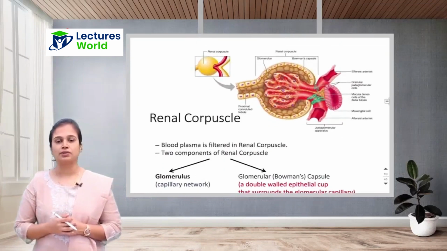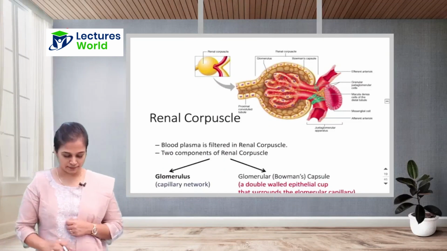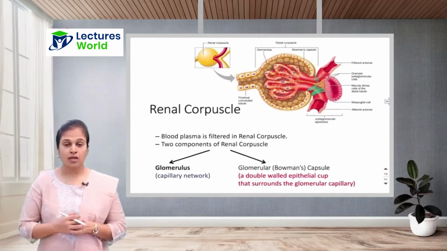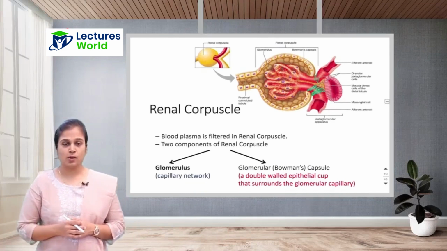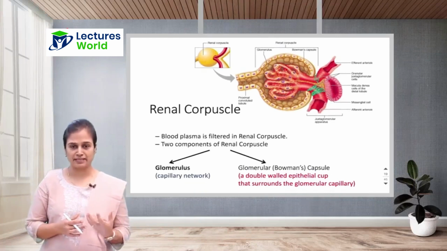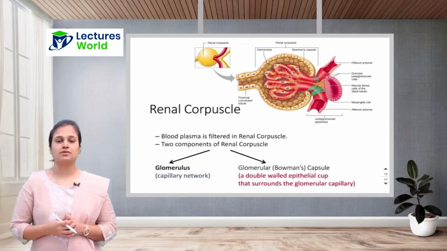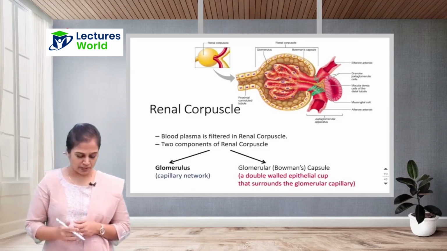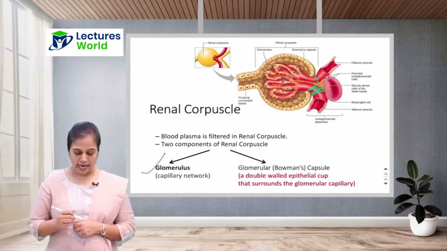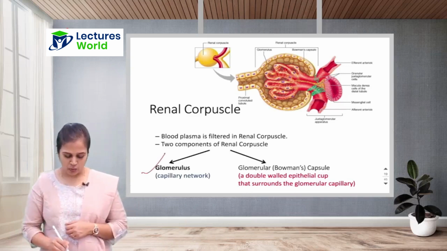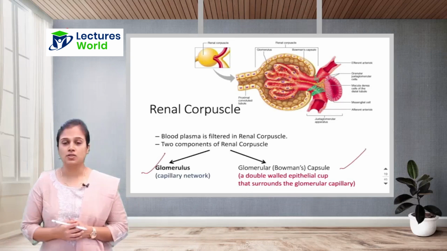First, we will talk about the renal corpuscle. The renal corpuscle filters the blood plasma, and there are two components of the renal corpuscle. First is the glomerulus, and second is the glomerular capsule. It is also called Bowman's capsule.